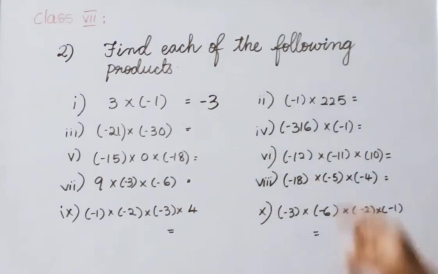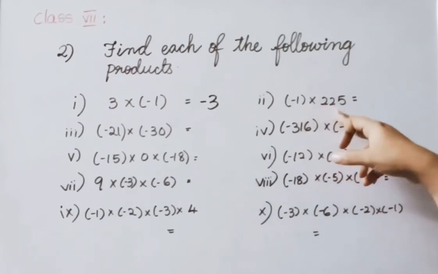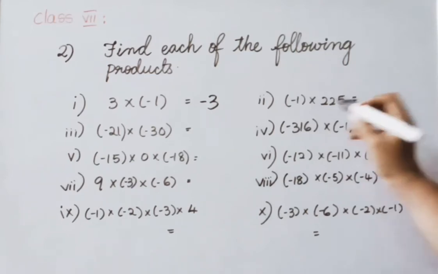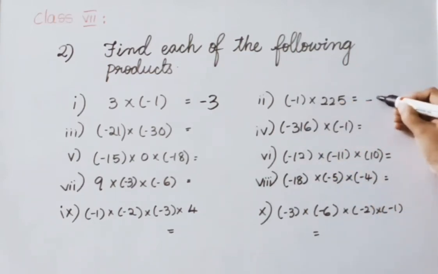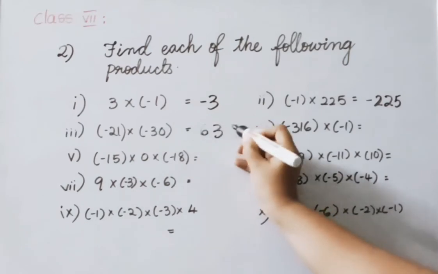See the next one, minus 1 into 225. So one negative integer, one positive integer, we get the answer a negative integer. So minus 1 into 225, answer is minus 225. See third one, minus 21 into minus 30. Minus into minus, that is plus, 21 into 30, that is 630.